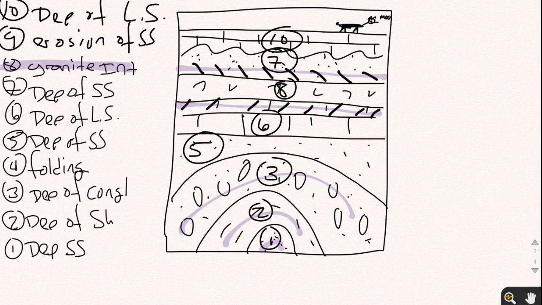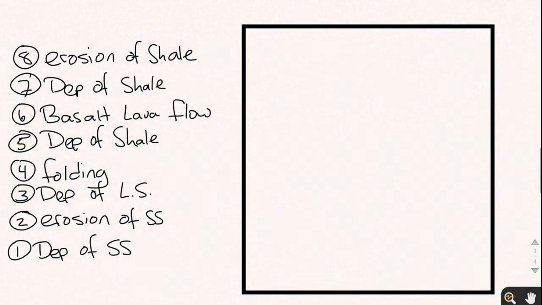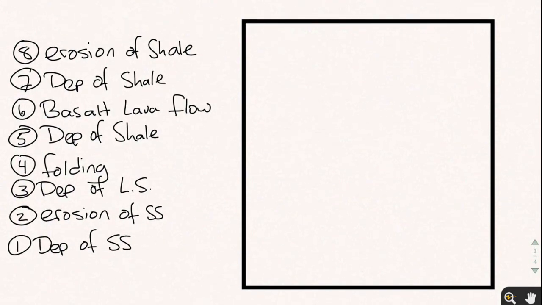Alright, next, a little bit different. Here I have a set of directions and I have a box. We're going to go ahead and draw this stuff. Now when you draw this, here's what's important to note. Look for folding and look for erosion. When you have erosion, put it together with the thing before it. And what I mean by that is this. Here I have deposition of sandstone and here I have erosion of sandstone. These two guys are going to be together.